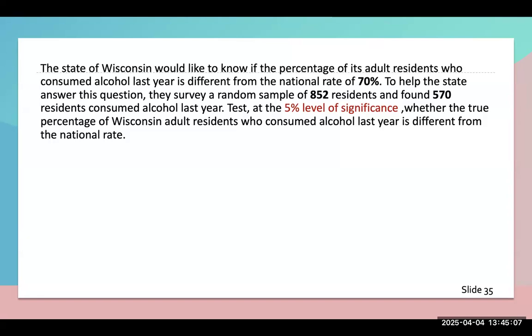Our first step is to figure out what is the null hypothesis and what is the alternative hypothesis. The alternative hypothesis is given to you in that last sentence. They want to know if the true percentage of Wisconsin adult residents who consumed alcohol last year, so that's p, is different, meaning not equal to, the national rate. Well, the national rate is 70%. So notice here, the second thing in this last line is the alternative hypothesis. And the null hypothesis is that it's not different, that p is equal to 0.7.